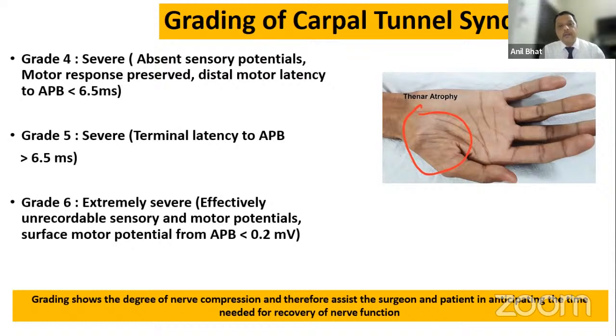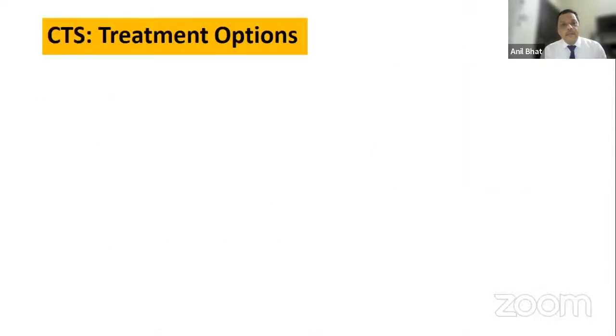It will take a lot of time, especially in severe grades with muscle wasting, and it might not recover because the nerve has been ischemic for so long that it has lost its potential to recover completely. It might recover, but not to the fullest extent compared to when we operate early enough. So that's the only importance of the nerve conduction study.